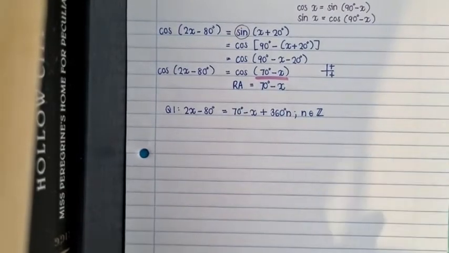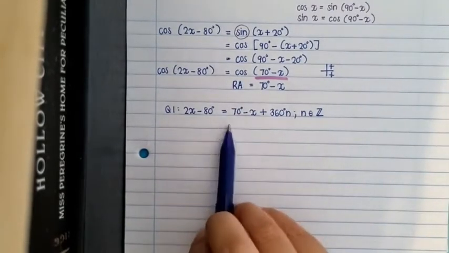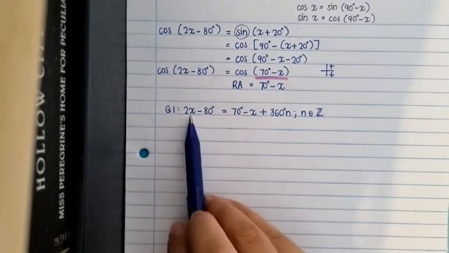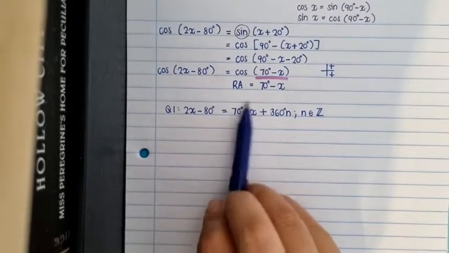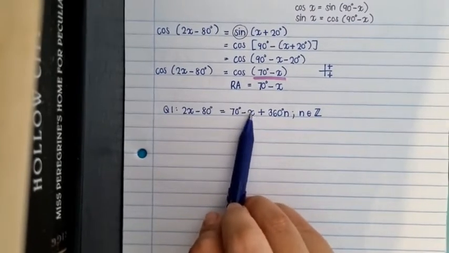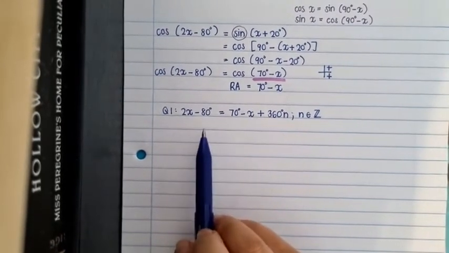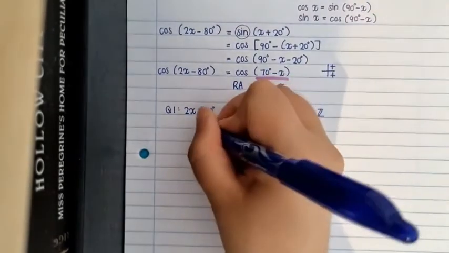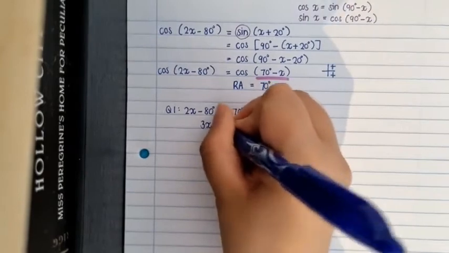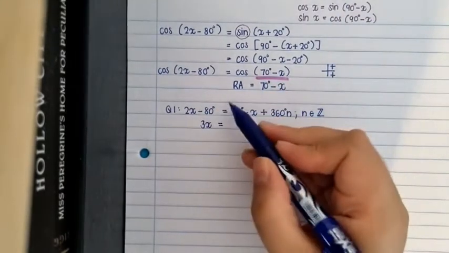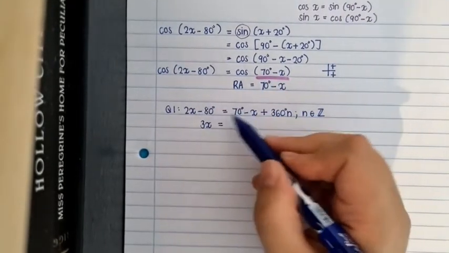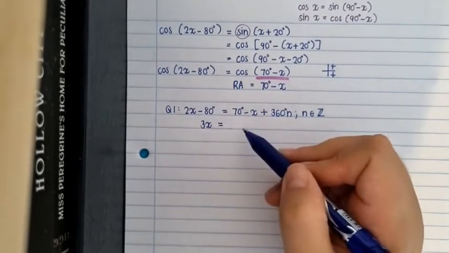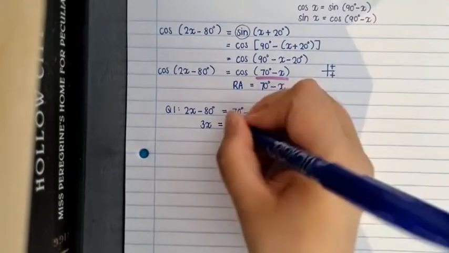So here I have 2x. Here I have minus x. What do I do when I'm moving a negative x over? It needs to become positive x. So I'm going to say 2x plus x is 3x equal to, here I have a 70 degree angle. Here I have minus 80. When I move it, it has to become plus 80. Now 70 plus 80 is 150 degrees plus 360n. But I have to have x equals, right?